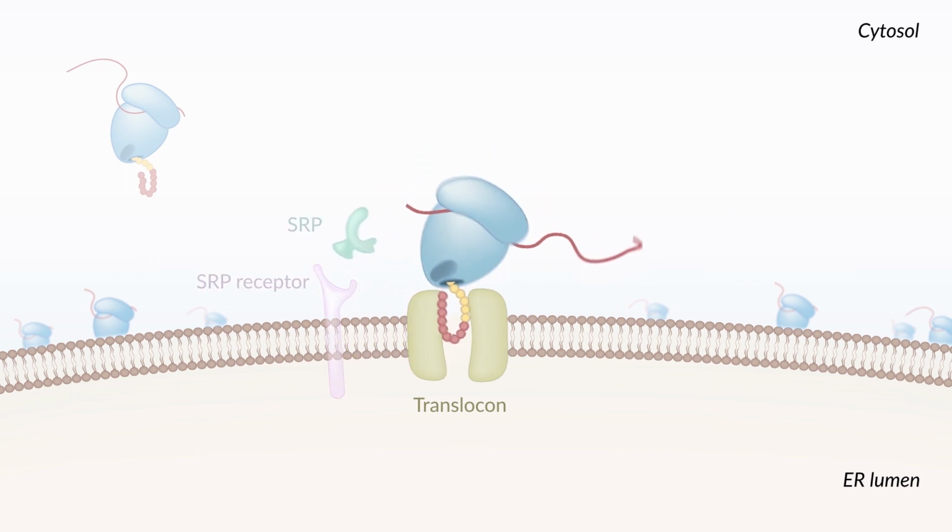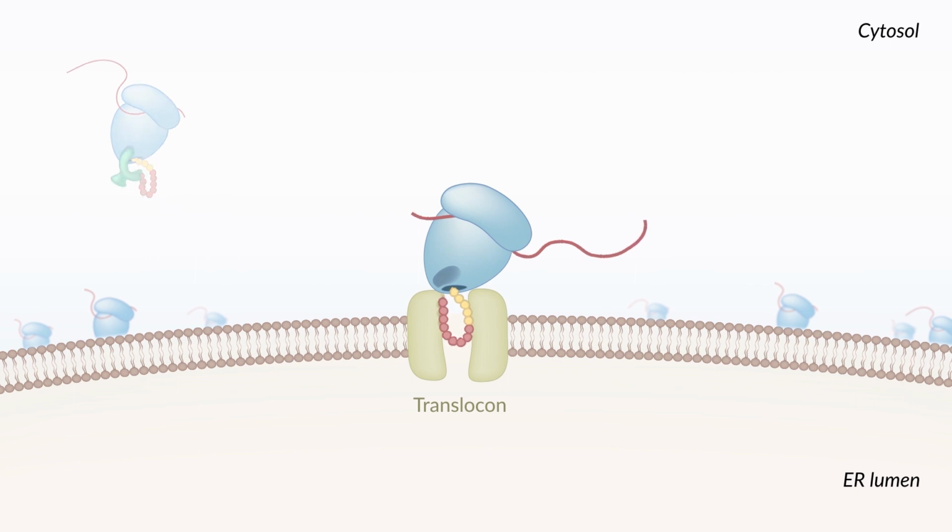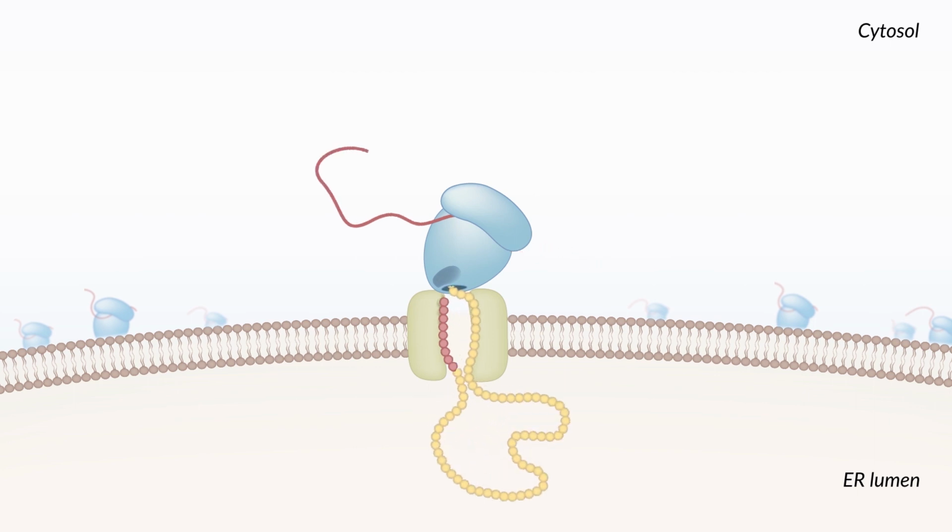SRP is released and can now be recycled. Translation continues so that the protein is synthesized directly into the lumen of the endoplasmic reticulum. During translation, the signal sequence is cleaved off the growing protein by a signal peptidase. The cut signal sequence exits the translocon laterally into the endoplasmic reticulum membrane and is subsequently degraded.